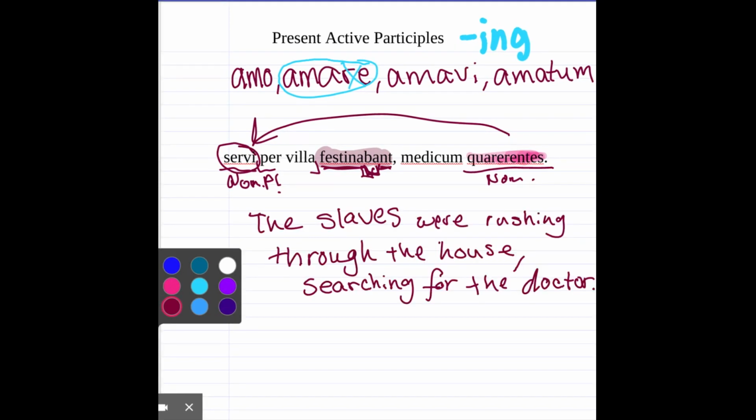Now, let me explain to you what this is and what it is not. So you see when I wrote down the sentence that I do not have any sort of helping verb right here, searching. You'll never see is searching or was searching, anything like that for a participle, because that would not make it a participle, that would make it a verb. Because if I wanted to say that the slaves were rushing through the house and were searching for the doctor, I wouldn't use the word quaerentes. I would use quaere-bant. They were searching for the doctor. So you will not use any of these helping words, and translating such changes the entire meaning of the participle.